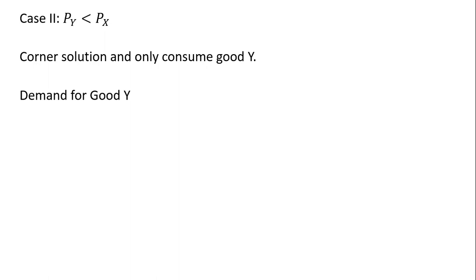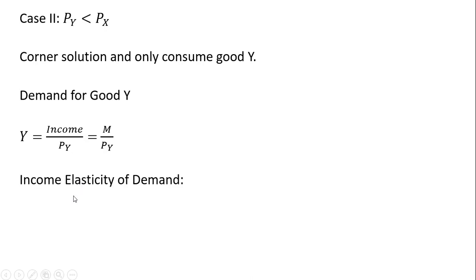In case 2, same utility function, utility equals x plus y, but in this case, the price of good y is less than the price of good x. Here we'll get a corner solution, and the consumer will only buy units of good y. The demand for good y will be income divided by the price of good y. So this is how many units the consumer can afford given their income and the price of good y, and the fact that they're only buying units of good y in this case.